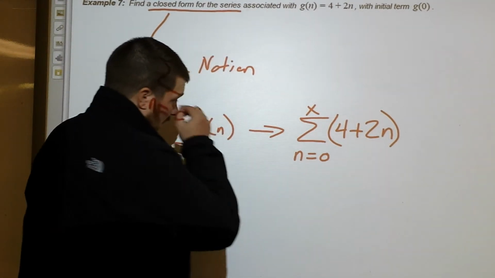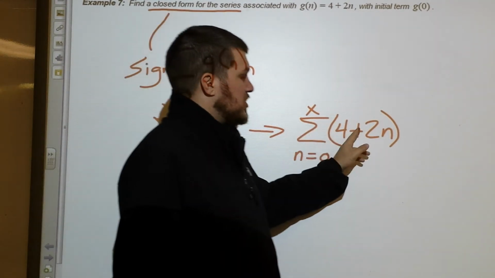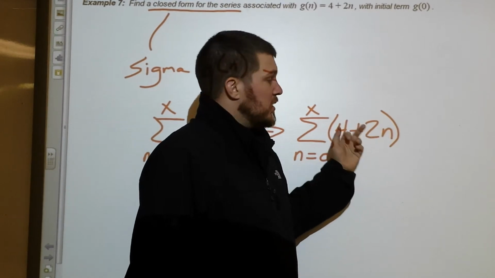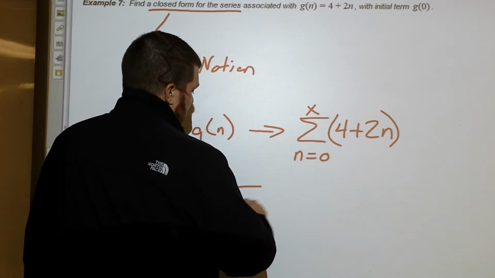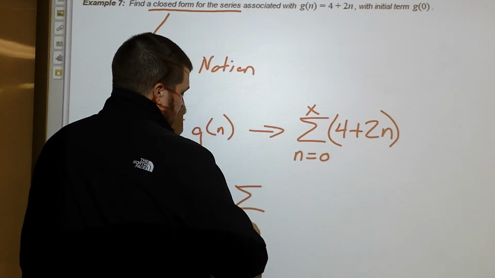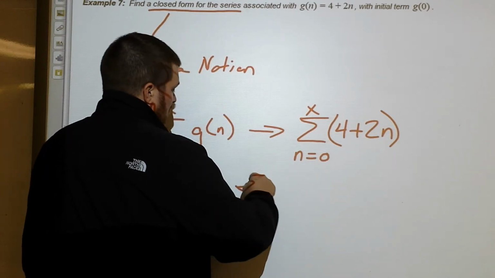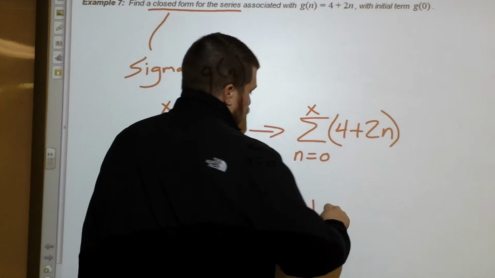So again, I have this sigma of the sum of two sequences, so I can split that up into two sigmas. So let's do that. Again, our starting position stays the same. Our ending position stays the same. Plus goes in the middle.